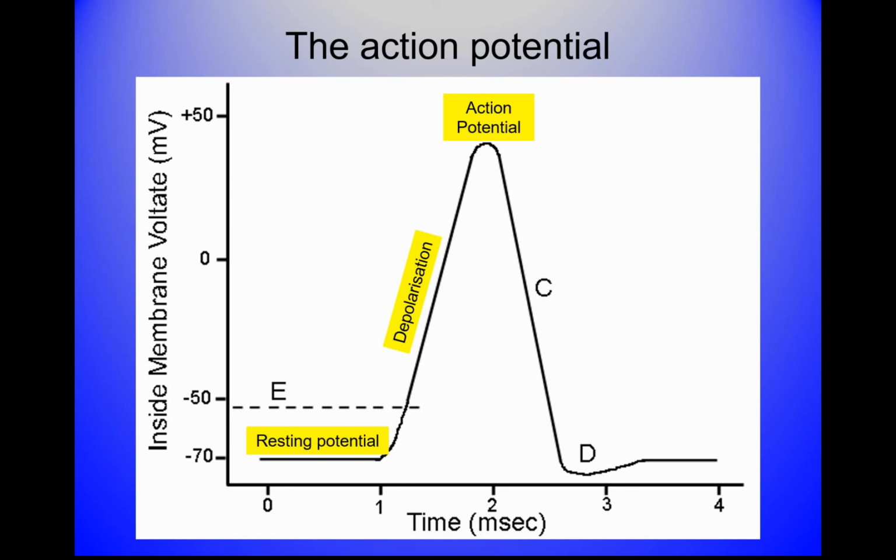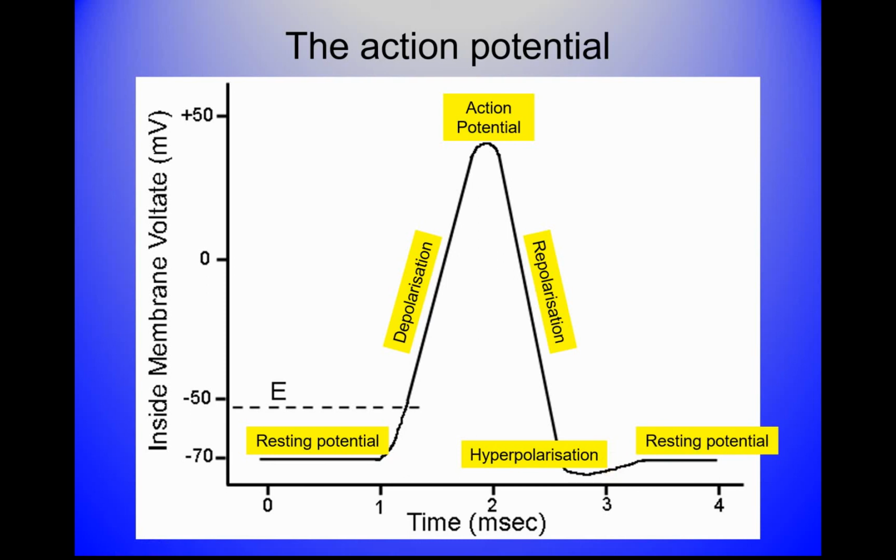Then we get repolarization, so the charge returns back towards resting potential. The voltage goes back towards being negative on the inside of the axon, but actually it overshoots and becomes more negative, and that's called hyperpolarization. Remember, hyper means more, so more polarized than normal. And then eventually it returns to resting potential.